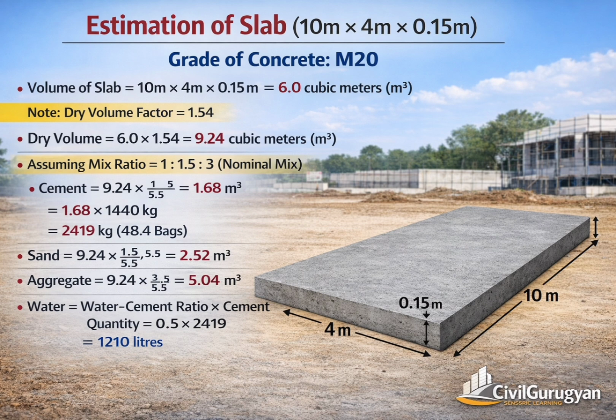Similarly, we have M20 concrete grade. So M20 concrete grade ratio is 1 is to 1.5 is to 3. Now for calculation of cement, we have cement is equal to dry volume 9.24 into 1.5 by total sum of M20 grade ratio. So according to calculation, we have cement is 48.4 bags, sand is 2.52 meter cube, aggregate 5.04 meter cube. Similarly, water is 1210 liters.